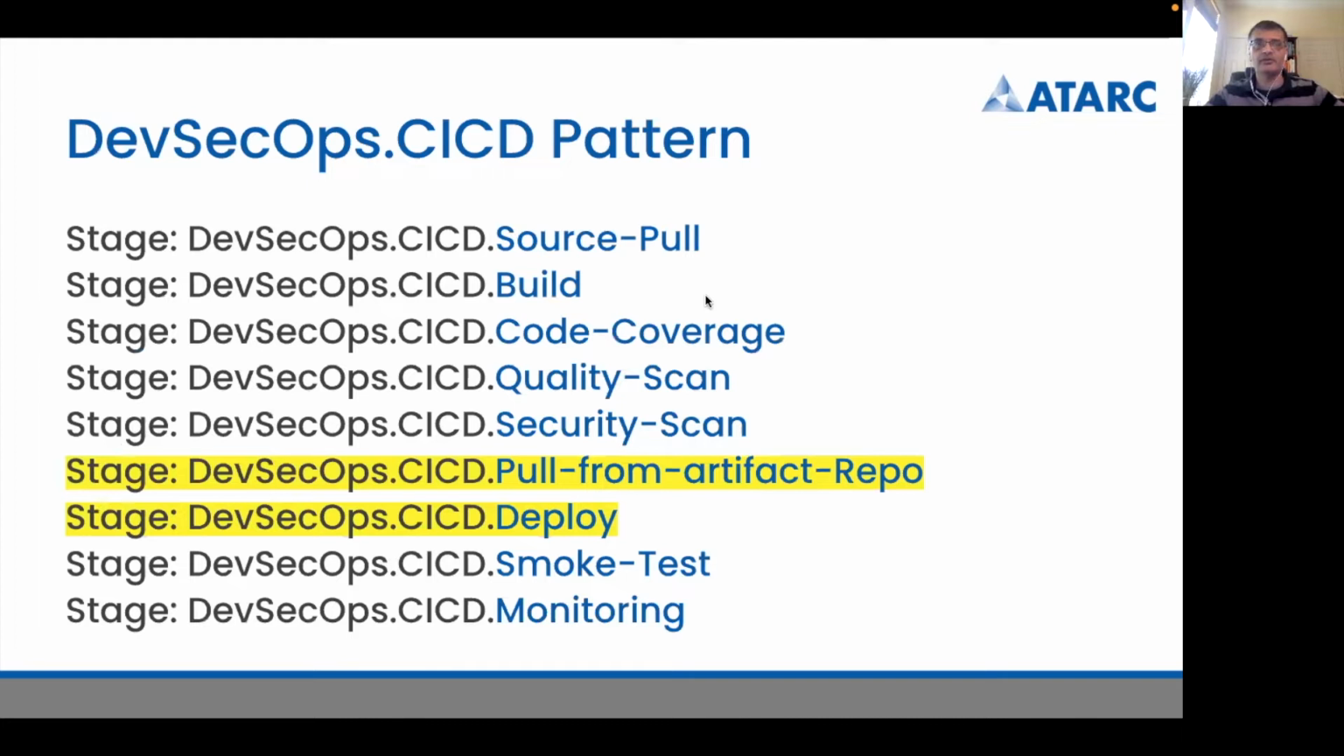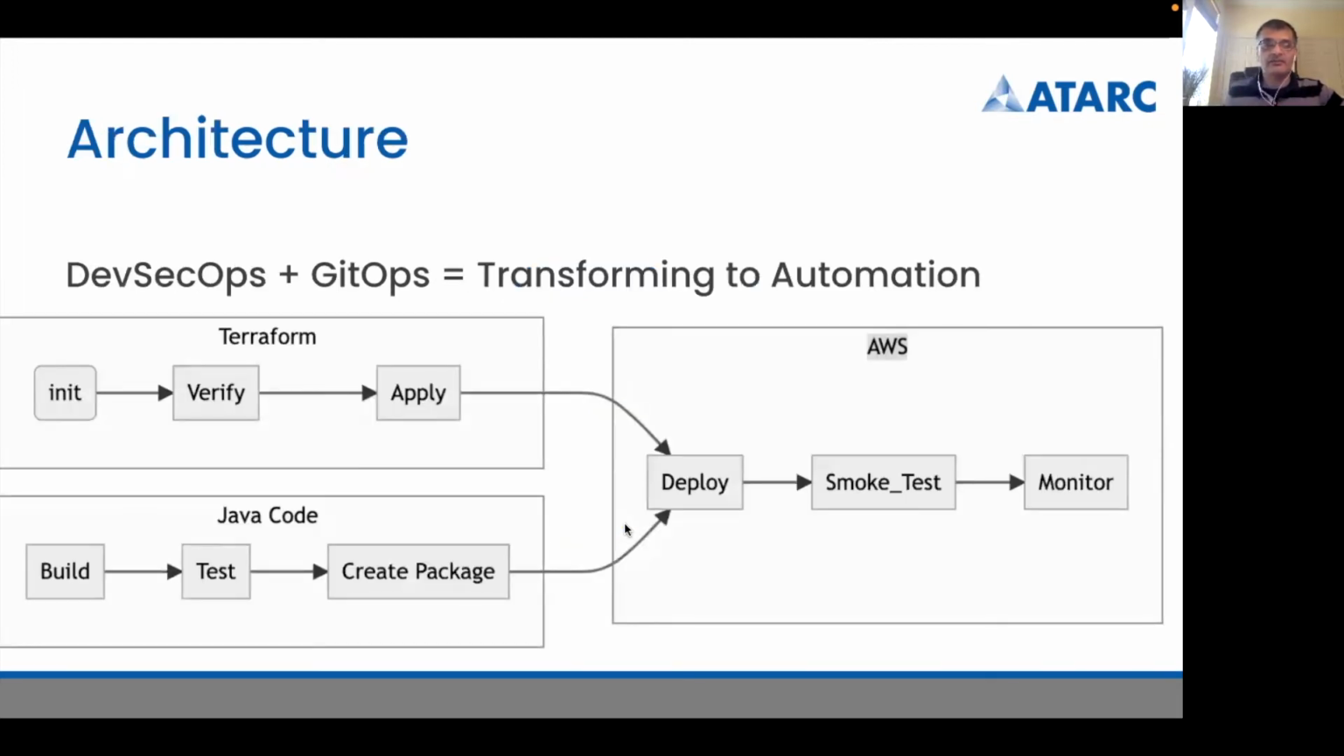So just to recap real quick, the DevSecOps patterns that we were looking at initially, at least in part 1 of this video, was source code and pulling it, building it, doing code coverage, quality, and security scans. And then today we'll talk about pulling from the artifact repository and deploying. We have not yet covered the smoke testing and monitoring pieces, but that may be the next future iteration that we might go to. So with that, the architecture that we defined in part 1, we talked about building, testing, and creating the Java code package.